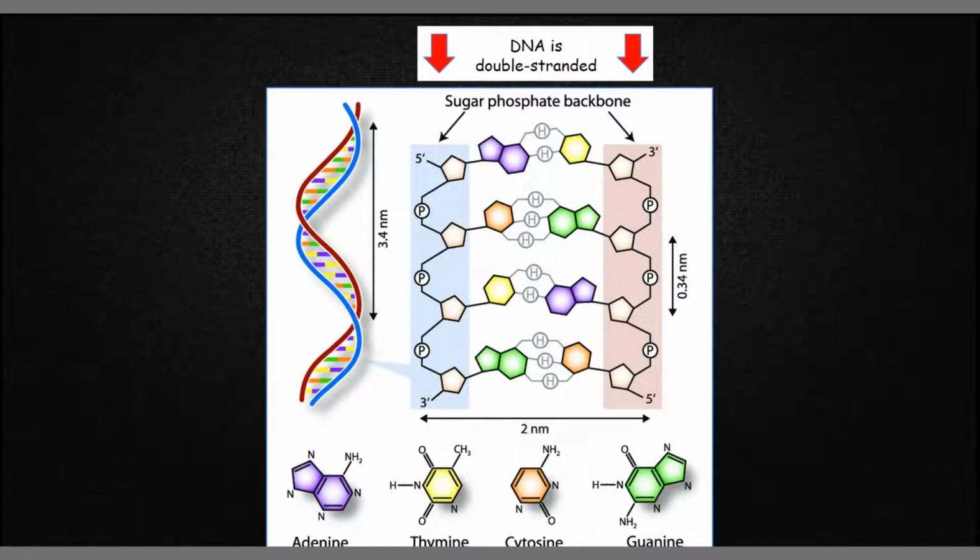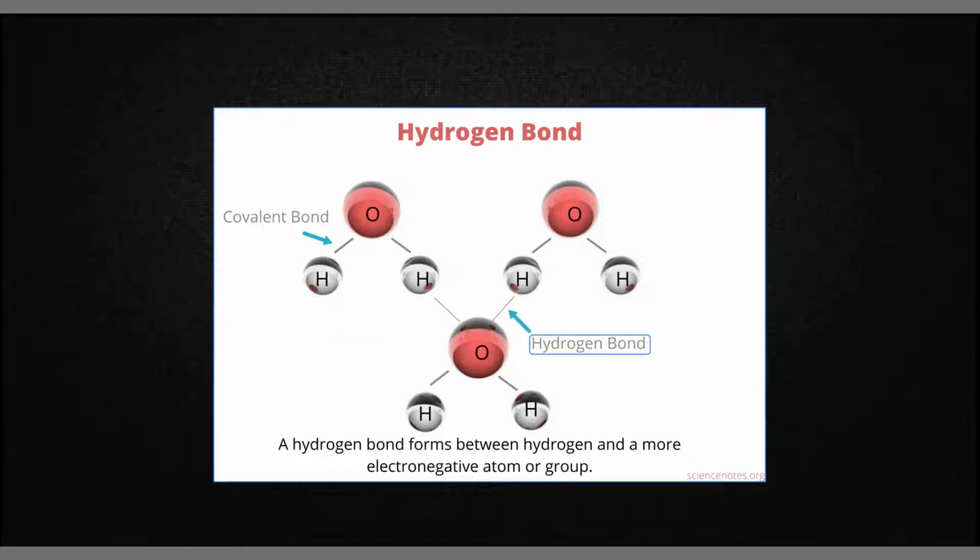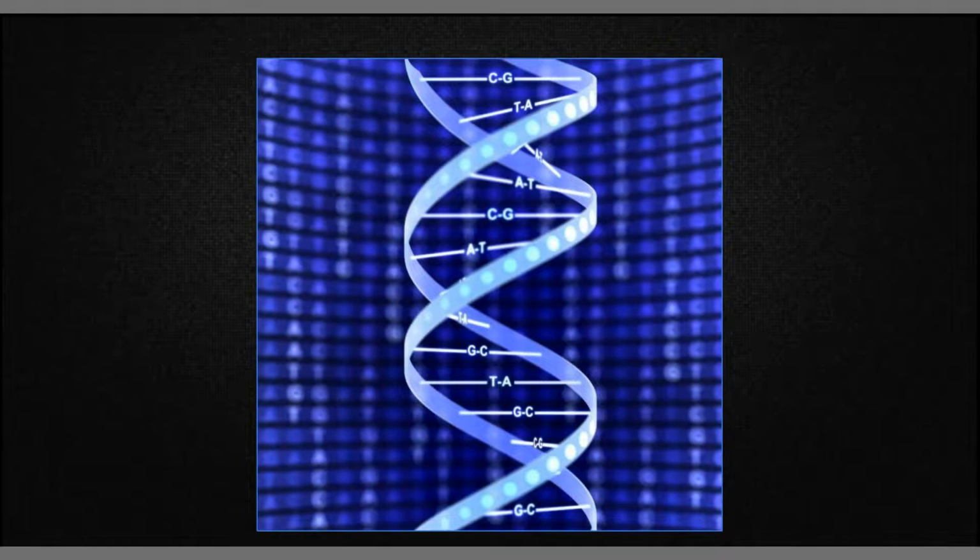This works due to hydrogen bonds existing between the nitrogenous bases. Just a reminder, hydrogen bonds form between hydrogen and a more electronegative atom or group. They are weak individually but collectively very strong. And now we have our double helix DNA structure ready to be transcribed into messenger RNA.